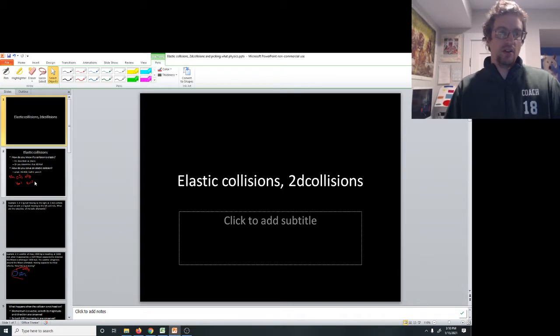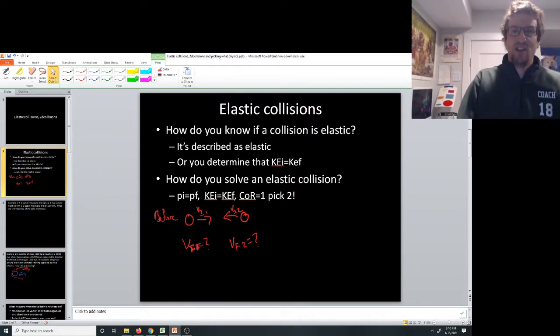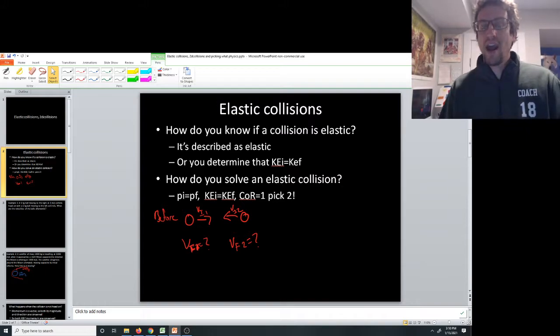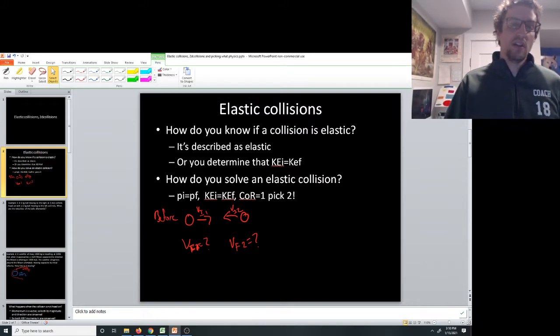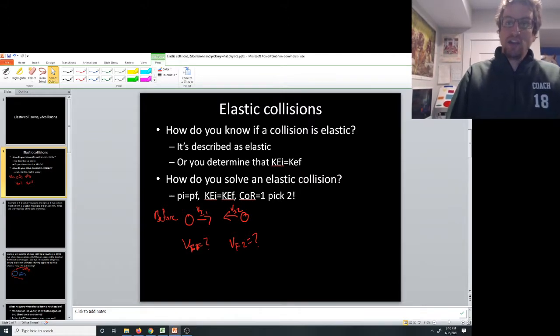Okay. So, how do you know if a collision is elastic? This is like the easiest thing ever. In a problem, you assume it's elastic if it tells you it's elastic, or approximately elastic. Otherwise, don't. Or you can determine after the fact that the kinetic energy initial is equal to the kinetic energy final. Otherwise, don't assume it's elastic. Can't do it.